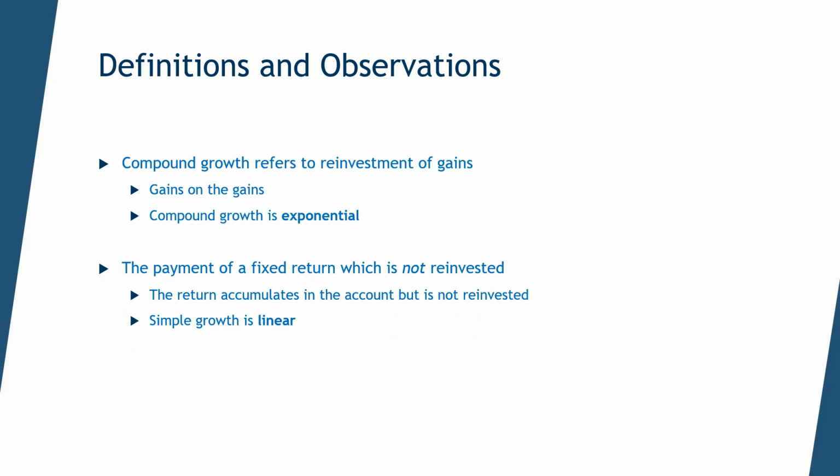When we're not reinvesting the gains, the growth is linear. It's just going to be a straight upward line in the amount of the return. And the return accumulates in the account, but it's not reinvested, so it's going to grow at a fixed amount.